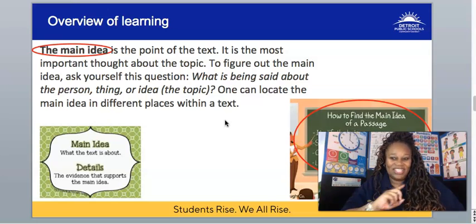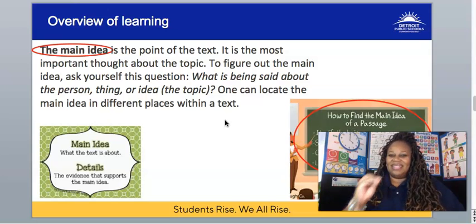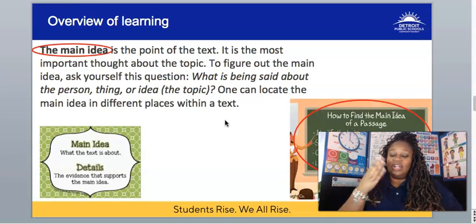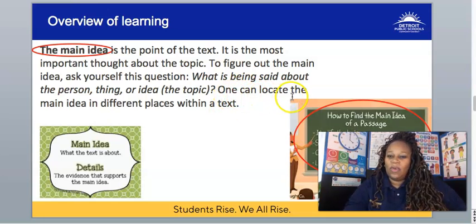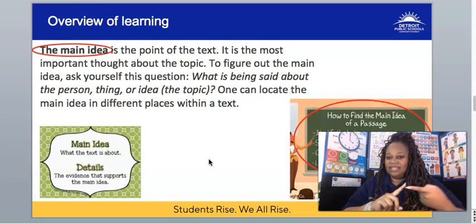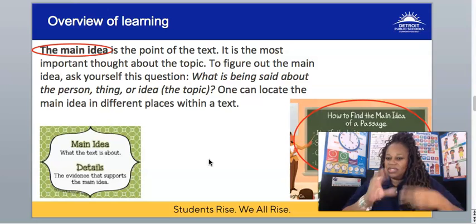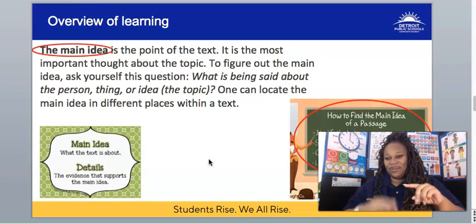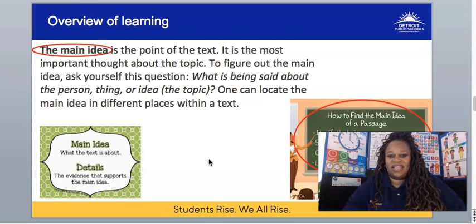I'm sure that each of us can come up with an excellent main idea without even going back to the text. But you have the option of going to the text, and we can always locate the main idea in different places within a text. So our main idea is what the text is about, and details are the evidence that support the main idea. The main idea identifies the topic, it helps to summarize the text, and it can usually be found in either the first or the last sentence of the text.